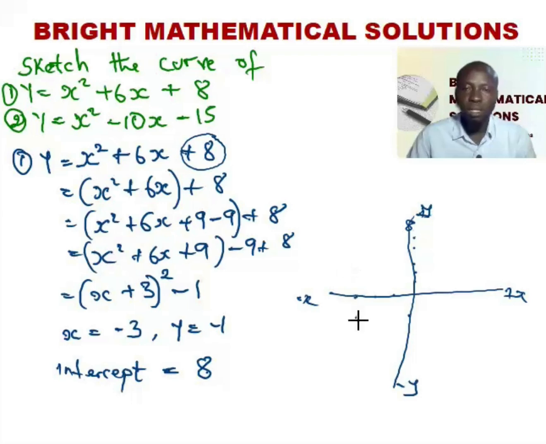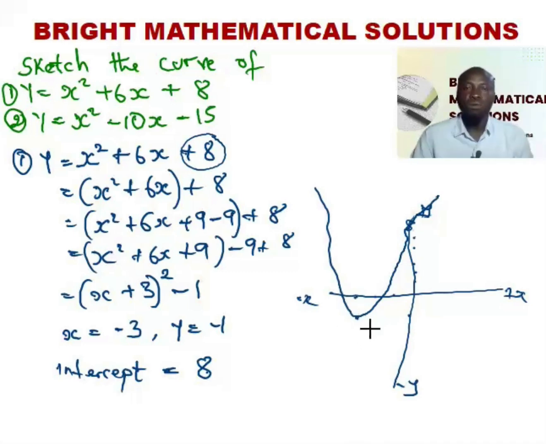So how do we sketch? This is the minimal point, this is where the curve turns. So it goes like this, it touches the y-axis at the point where y is 8, and it goes like this. This is how the curve will look for this particular equation. The minimum point is where x is minus 3 and y is minus 1, and our intercept is 8, so it must touch the y-axis when it is 8.